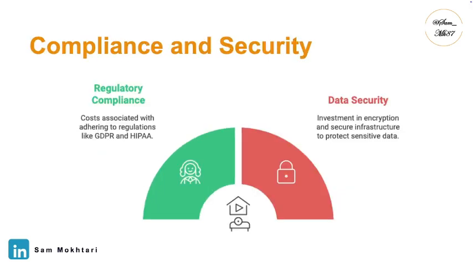Compliance and security. Generative AI often handles sensitive data, making compliance with regulations like GDPR or HIPAA critical. Meeting these standards can involve costly measures such as ensuring data transparency and traceability. Data security is also equally important. Protecting sensitive information requires investment in encryption, monitoring systems, and secure infrastructure to prevent breaches. While these measures are expensive, they are crucial for maintaining user trust and also avoiding legal issues.